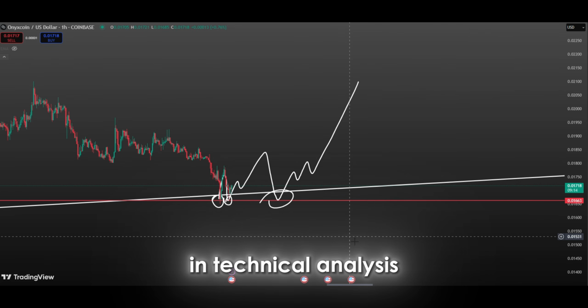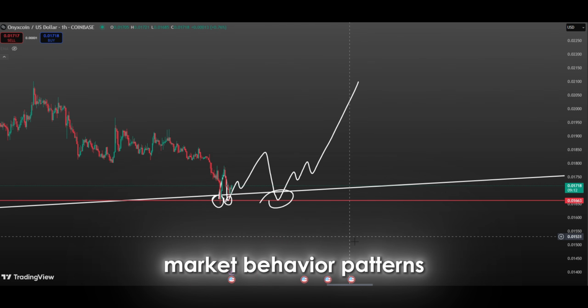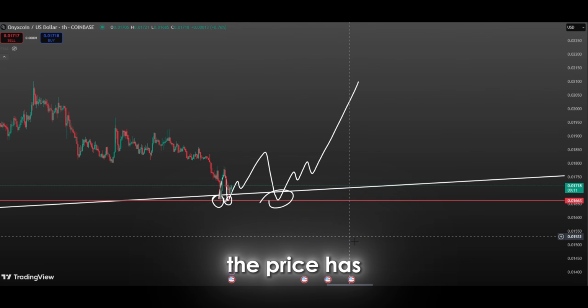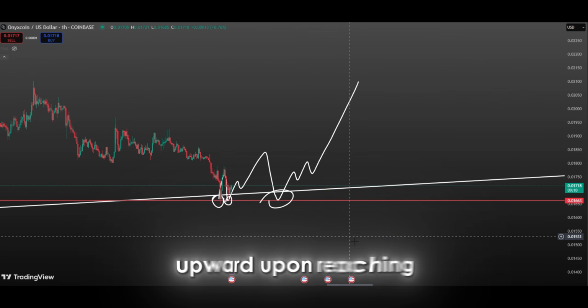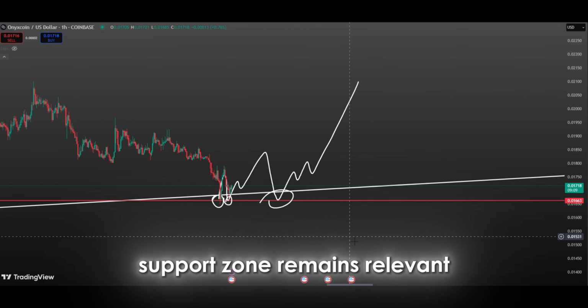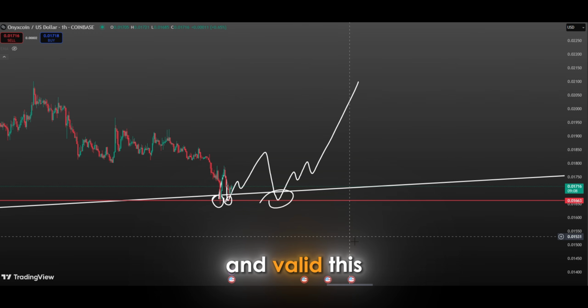This shows technical evidence that investors value this level and view it as an ideal area for buying. In technical analysis, these recurring reactions are highly valuable as they reflect market behavior patterns. The fact that the price has once again turned upward upon reaching this level indicates that the support zone remains relevant and valid. This, in turn, signals that buyers are still strong in the current market structure.